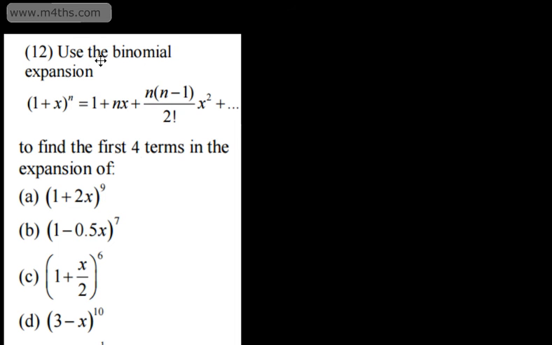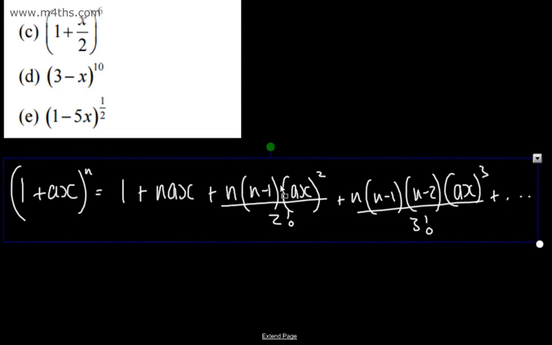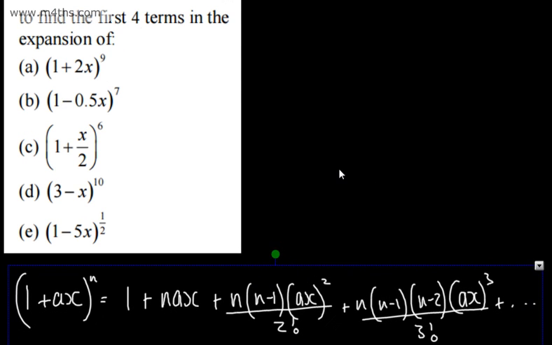Okay, in question 12, it says use a binomial expansion of (1 + x)^n equal to 1 + nx + n(n − 1)x² over 2 factorial, and so on and so forth, to find the first 4 terms in the expansion of, and then we've got a few here. So let's just put this here. This is going to be the one I'm going to use, and we're going to start with this first one.